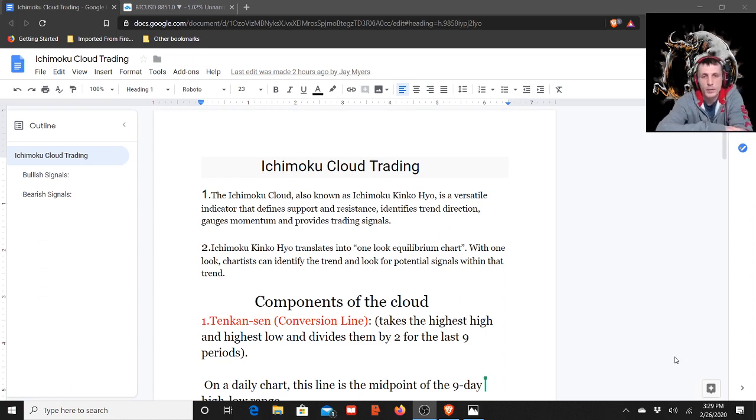But the Ichimoku cloud, also known as Ichimoku Kinko Hyo, is a versatile indicator that defines support and resistance, identifies trend direction, gauges momentum, and provides trading signals. Ichimoku Kinko Hyo translates into one look equilibrium chart. With one look, chartists can identify the trend and look for potential signals within that trend.